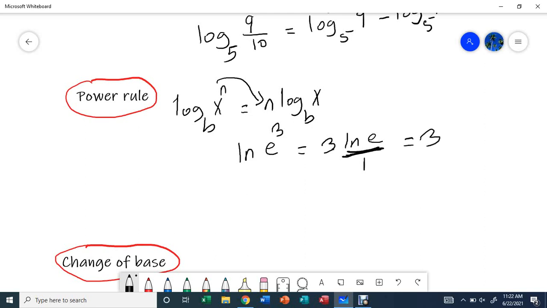Another example, what's log base 5 of a to the 1/2, or the square root of a? Using the rule, you put the exponent in front and leave everything as given: 1/2 log base 5 of a.